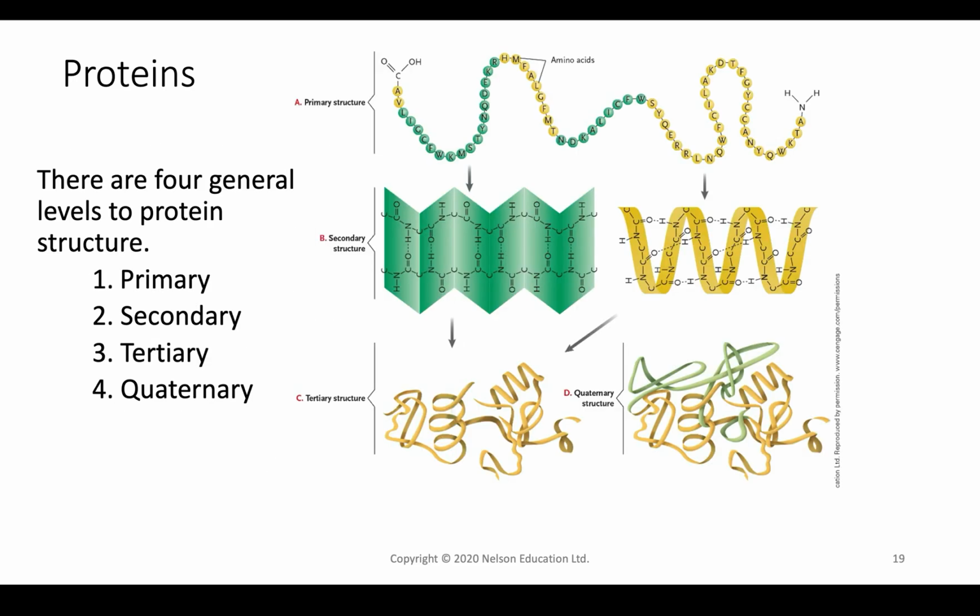Okay, so there are 4 general levels to protein structure. The first we've already talked about pretty extensively. That's primary. That's the specific order of the amino acids as they're put together in this little popcorn chain, right?